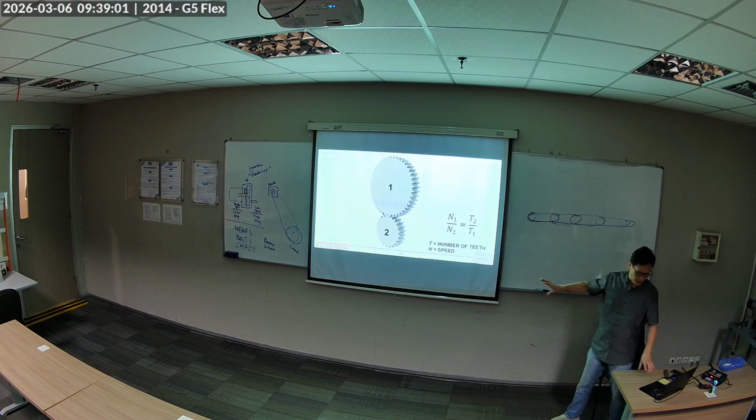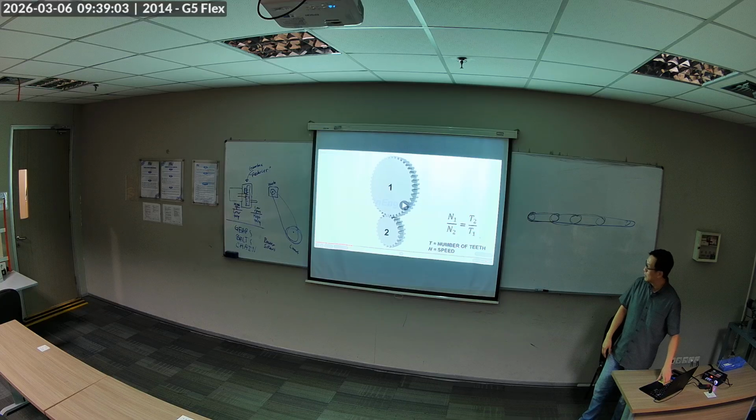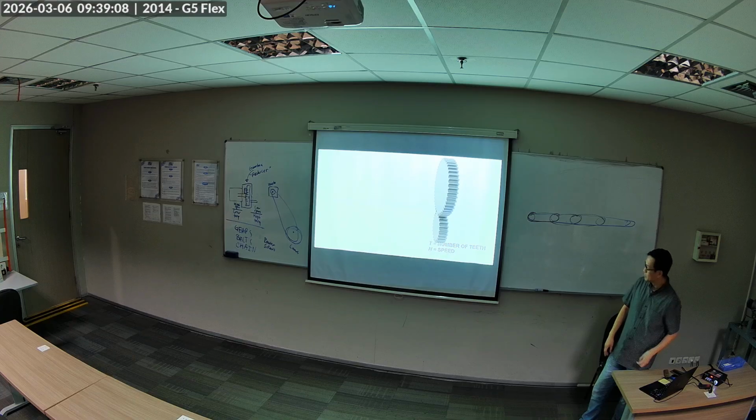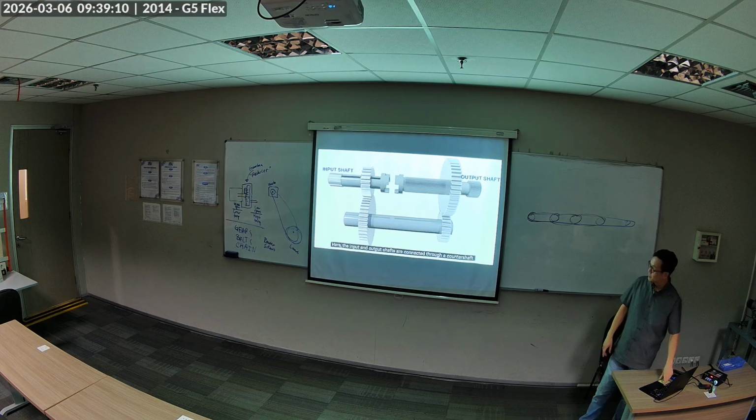Okay, that's a typical gear ratio. We'll talk about that later. A basic transmission mechanism is shown here. Here, the input and output shafts are connected through a counter shaft.